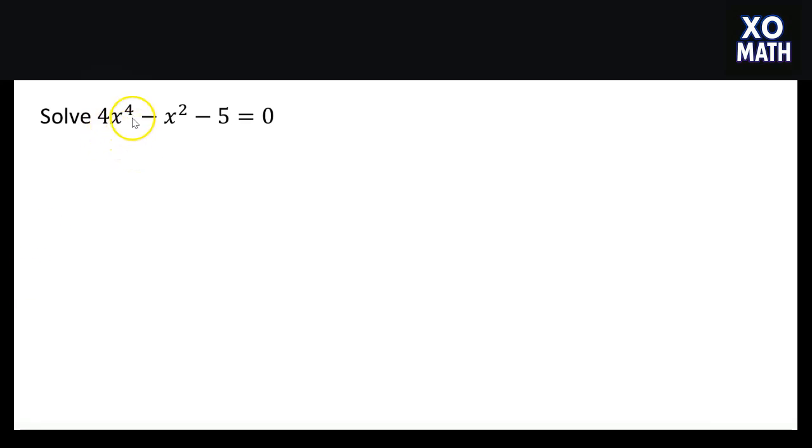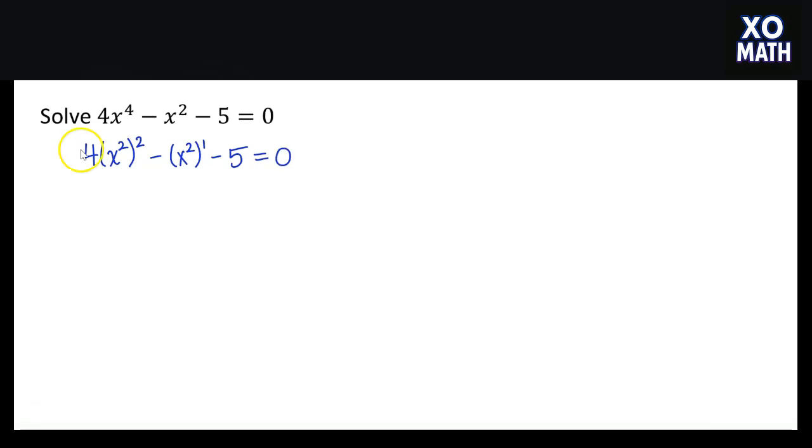Now let's solve 4x to the 4th minus x squared minus 5 equals 0. This is a degree 4 polynomial equation, and the way we're going to be able to solve this is by recognizing the left side is in quadratic form. So it's not a quadratic equation, it's not a degree 2 polynomial, but it has that form. And we can recognize that if we rewrite it as 4 times the quantity x squared squared minus x squared all to the first minus 5 is equal to 0.